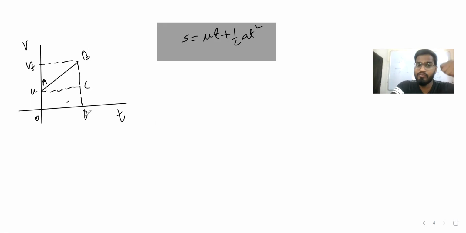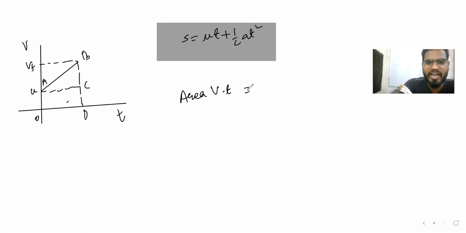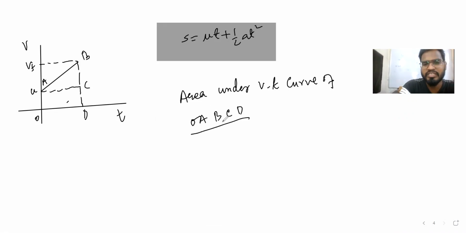But the thing is, if you want to find displacement from the velocity time curve, then you are supposed to find the area, right? The area under the velocity time curve, the area under the VT curve, will give you displacement, right? So what is the area under the VT curve here? Let's write it: area under the velocity time curve of OABCD.